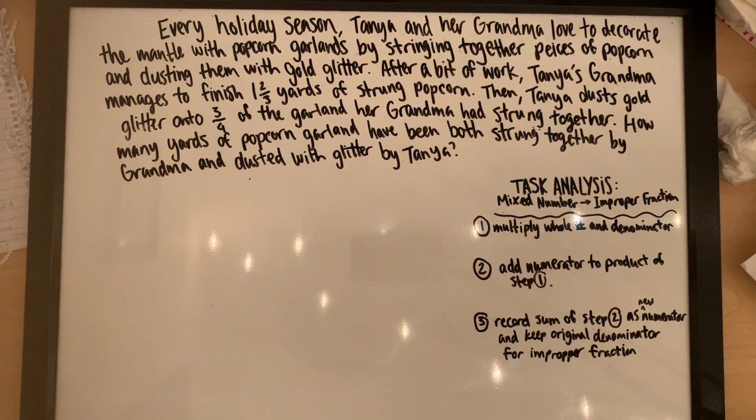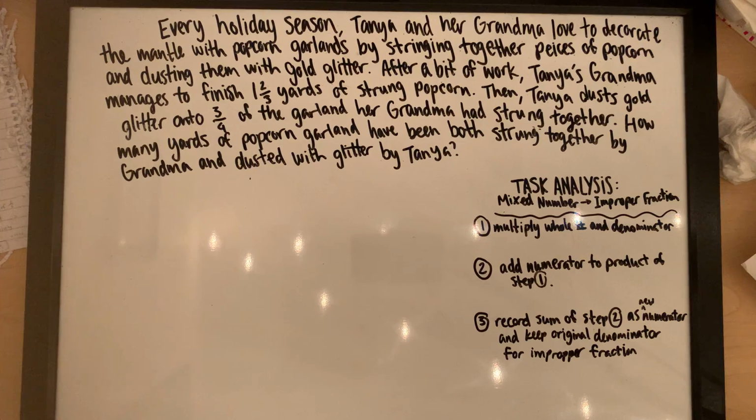Okay, so for this problem, we're going to be working on multiplying fractions. So our story problem goes, every holiday season, Tanya and her grandma love to decorate the mantle with popcorn garlands by stringing together pieces of popcorn and dusting them with gold glitter. After a bit of work, Tanya's grandma manages to finish 1 2/3 yards of strung popcorn. Then, Tanya dusts the gold glitter onto 3/4 of the garland her grandma had strung together. How many yards of popcorn garland have been both strung together by Grandma and dusted with glitter by Tanya?